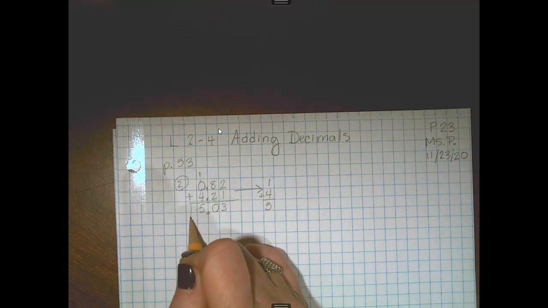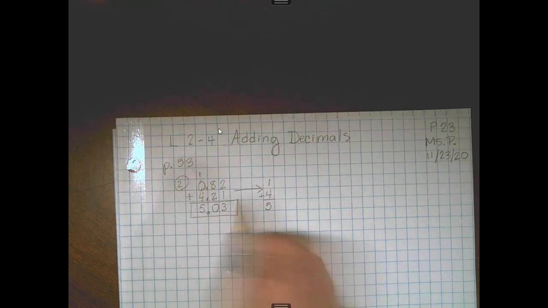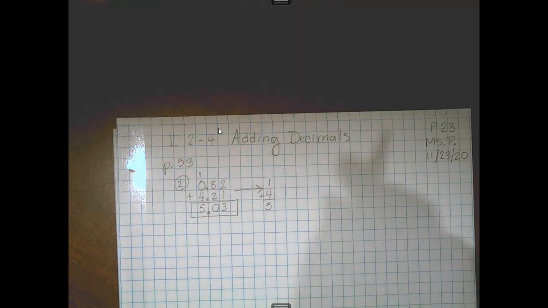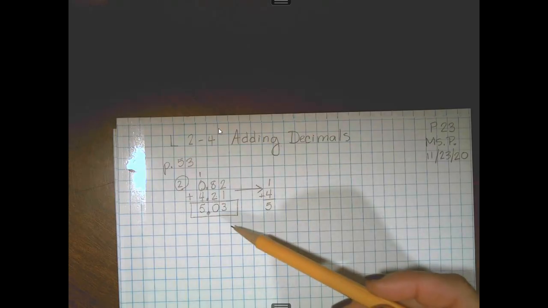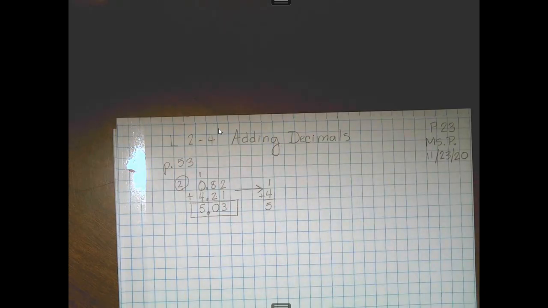So I would say this is a reasonable answer. I can always check it with a calculator, but if I don't have that ability to check it with a calculator for accuracy, I can at least know that it is pretty close to my estimate, so it makes sense.